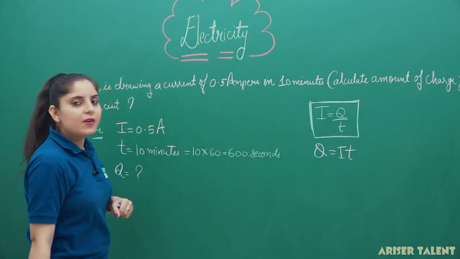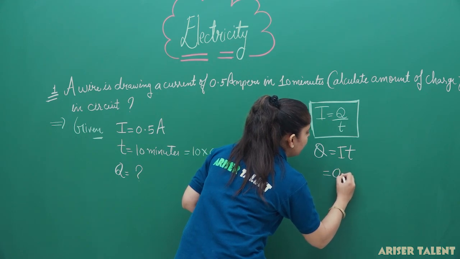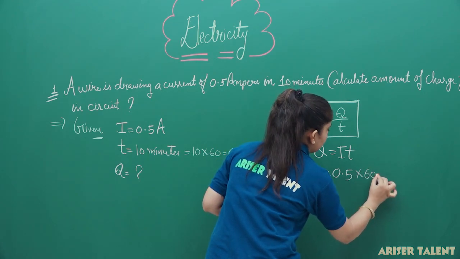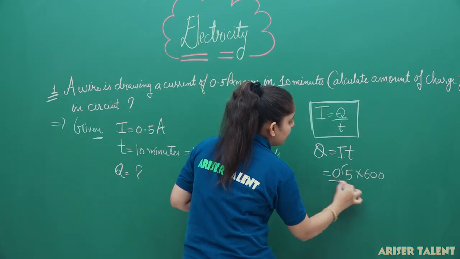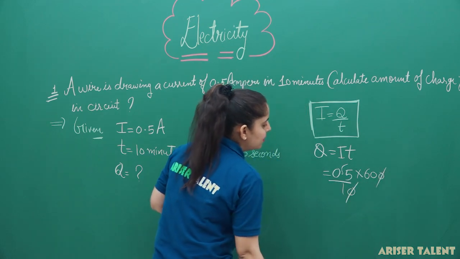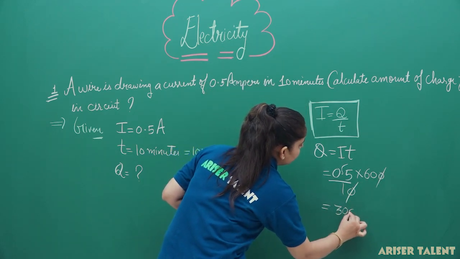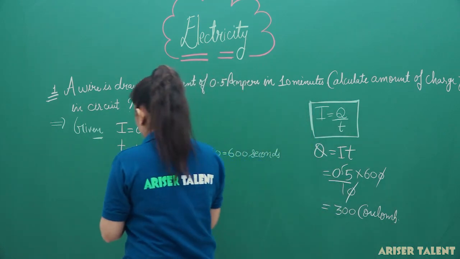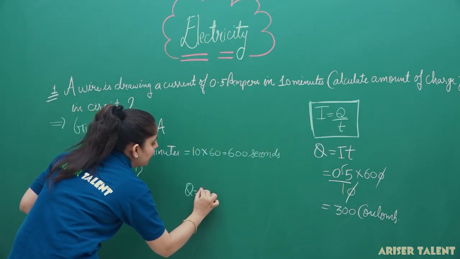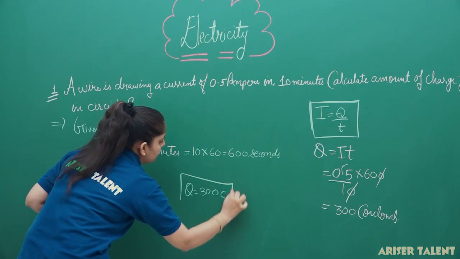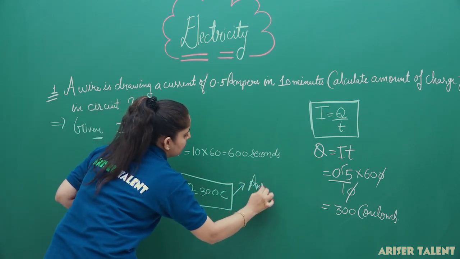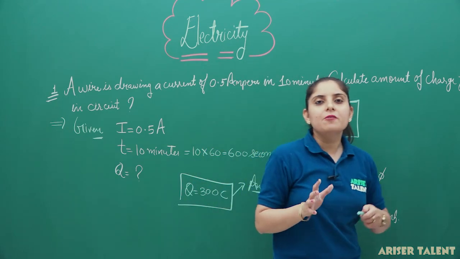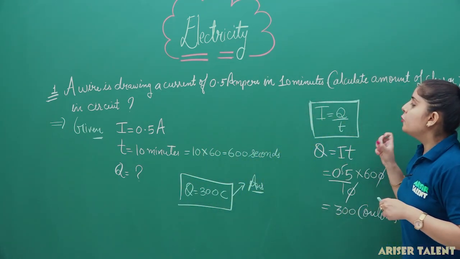Now, what is the value of current here? Current here is 0.5, and time here is 600 seconds. Shifting one point from here, the 10 will cancel with the 10, and it came out to be 300. The unit of charge will be coulomb. So our final answer is Q equal to 300 coulomb. This is how you can calculate using such simple formulas. These are very basic questions from your topic, that is current.